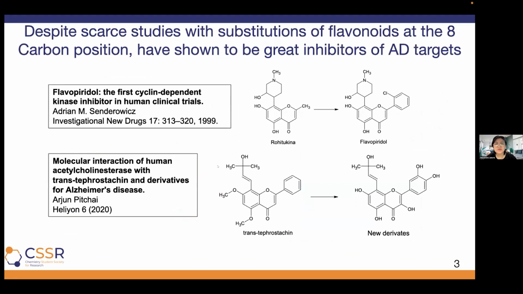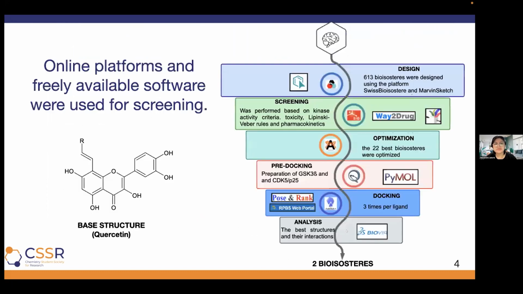Here I present two of the flavonoids used as kinase inhibitors, and historically flavopiridol was the first cyclin-dependent kinase inhibitor, so that's why we will use it as a drug of reference. Even if there are scarce studies with substitution of flavonoids in the carbon 8 position, they have shown to be great candidates for inhibitors for Alzheimer's disease.